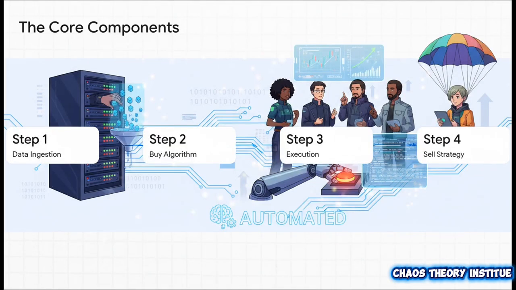So, here they are, the 4 big pieces of the puzzle. First, getting the data in. Second, having an algorithm that decides when to buy. Third, actually executing the trade. And finally, having a strategy for when to sell. This simple 4-step process, it's the foundation for absolutely everything else.